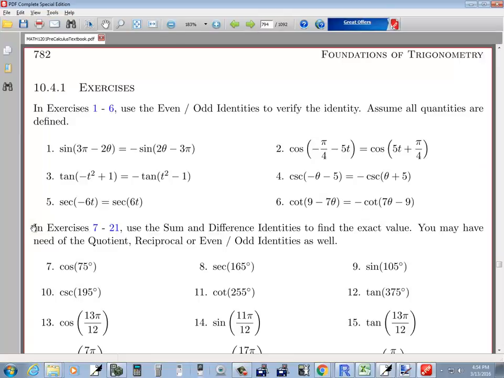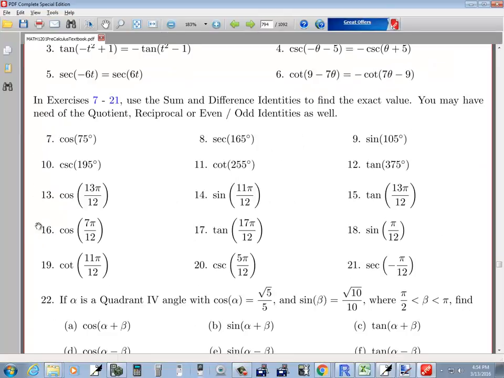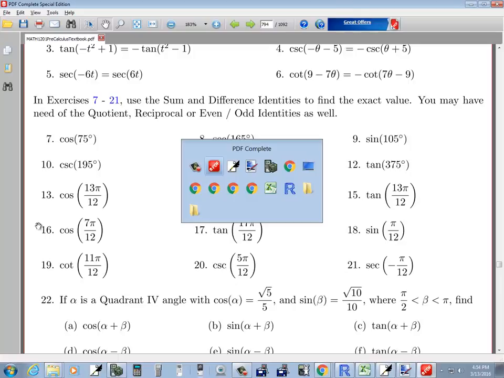Let's see, number 8. Got secant of 165 degrees.